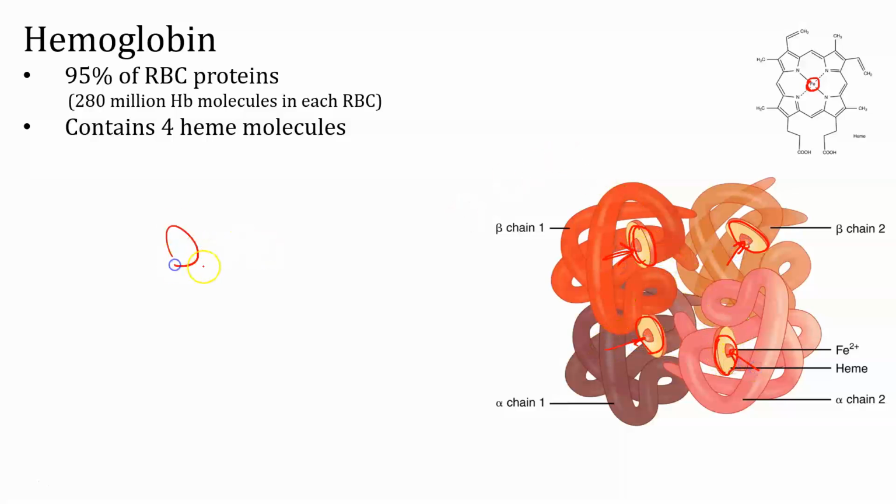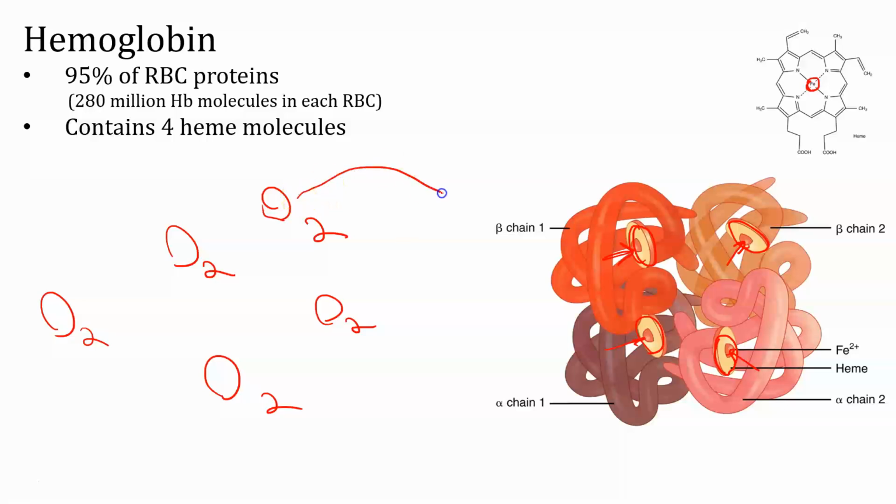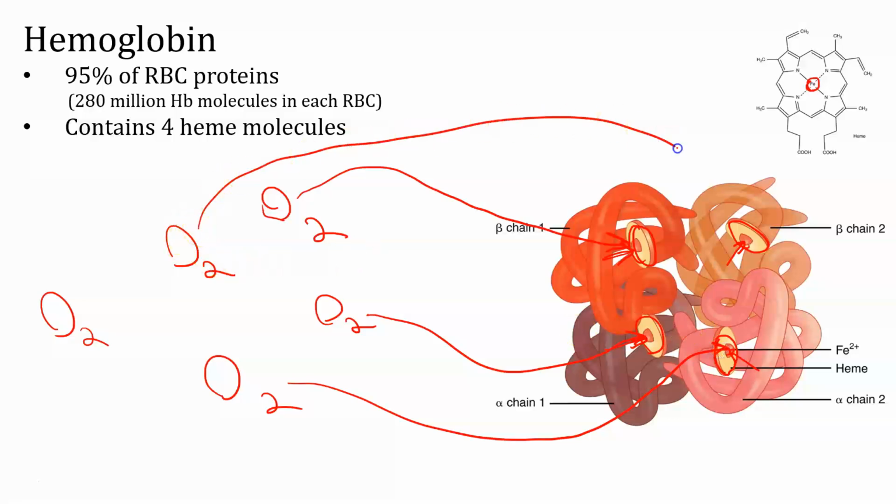So when a bunch of oxygen molecules enter, I'm drawing these as O2 because that's how oxygen is arranged in the atmosphere. We call it diatomic oxygen, 2 oxygen atoms connected together. When that enters in, those oxygen molecules will go in and they'll bind to the iron that is present on the hemes of each subunit of hemoglobin.